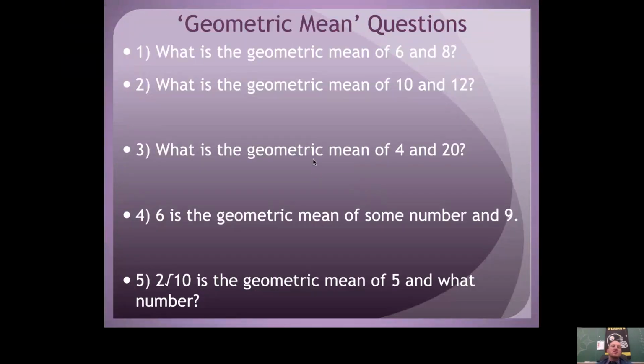This is a video for section 7.3. We're going to talk about what's called a geometric mean. And this is a set of skills that's going to help you with the next theorems.